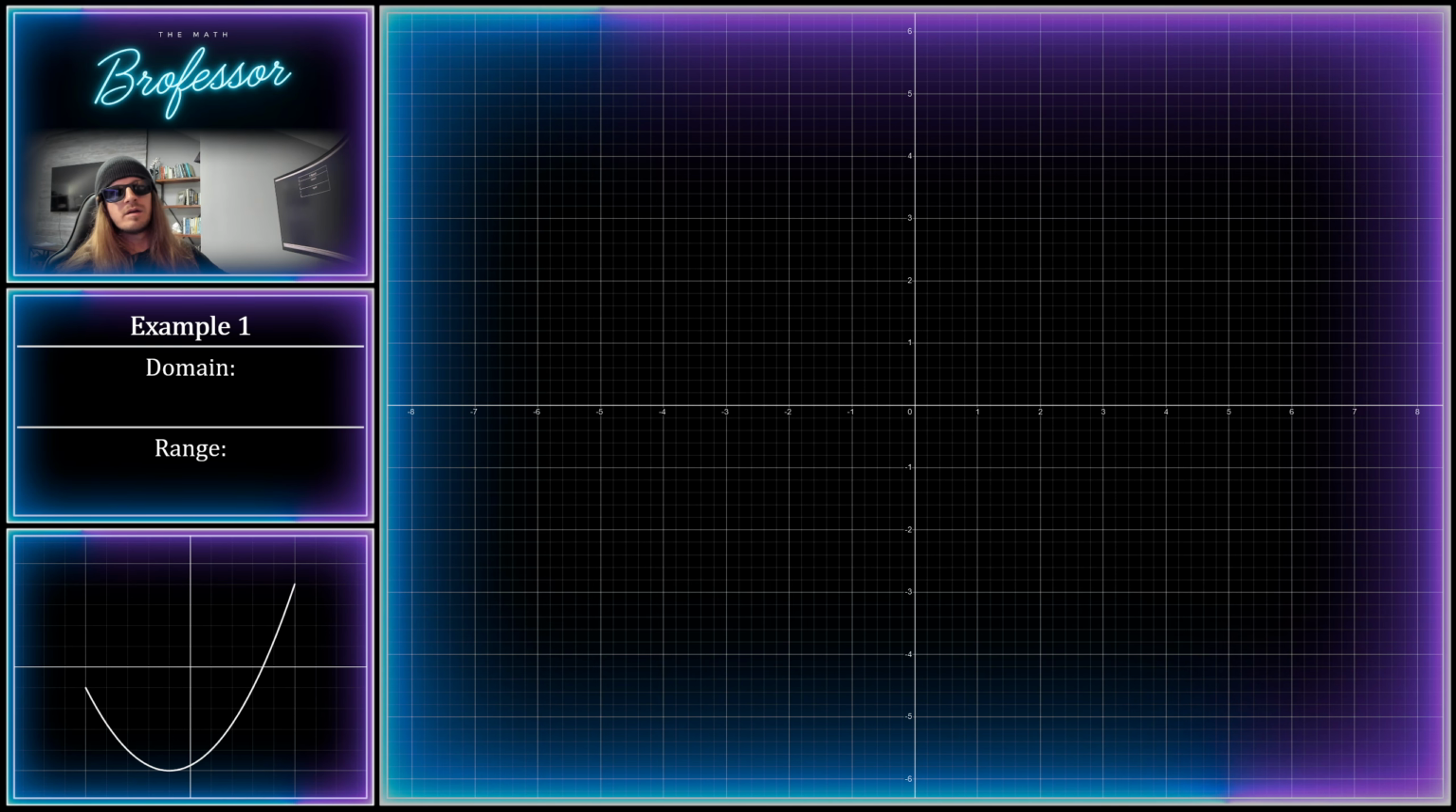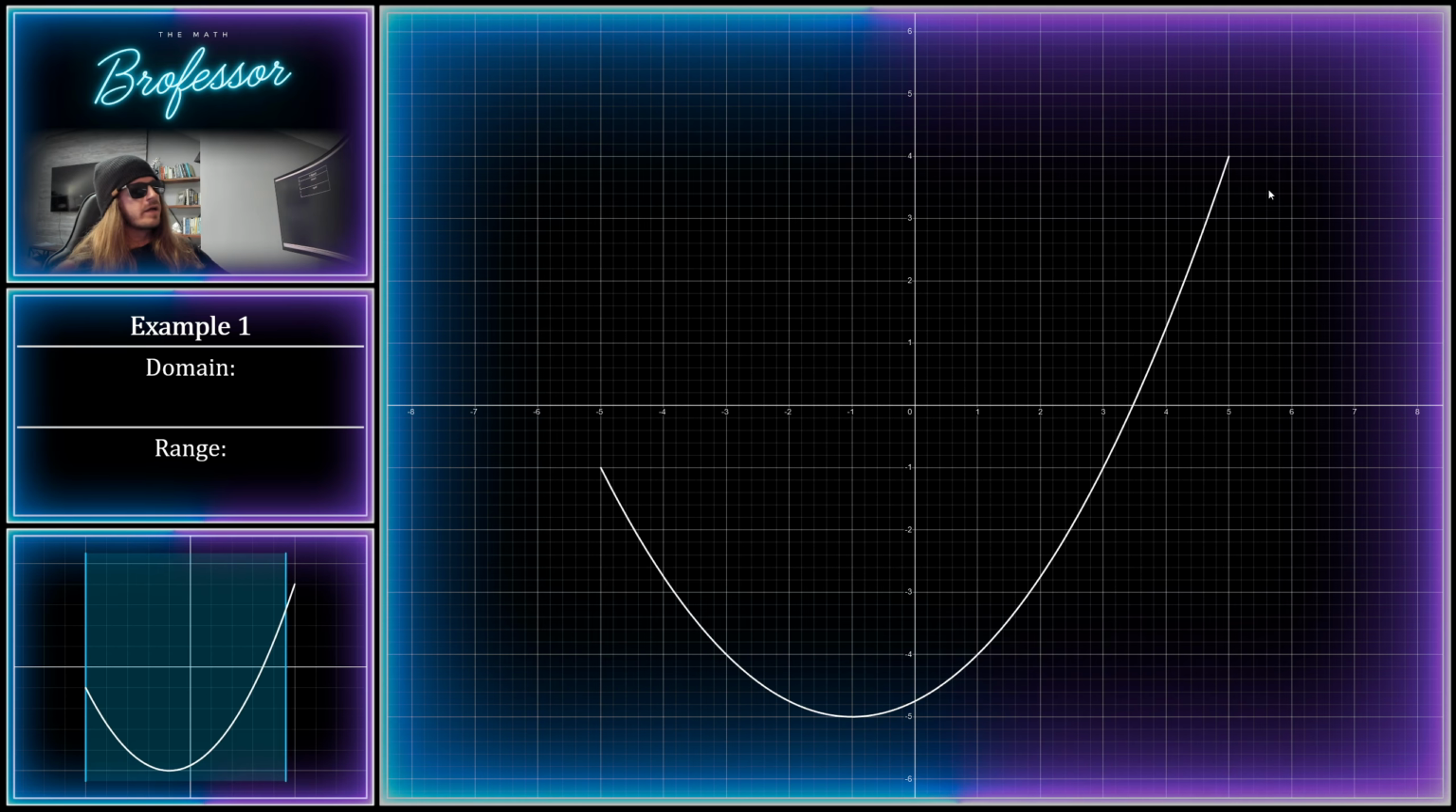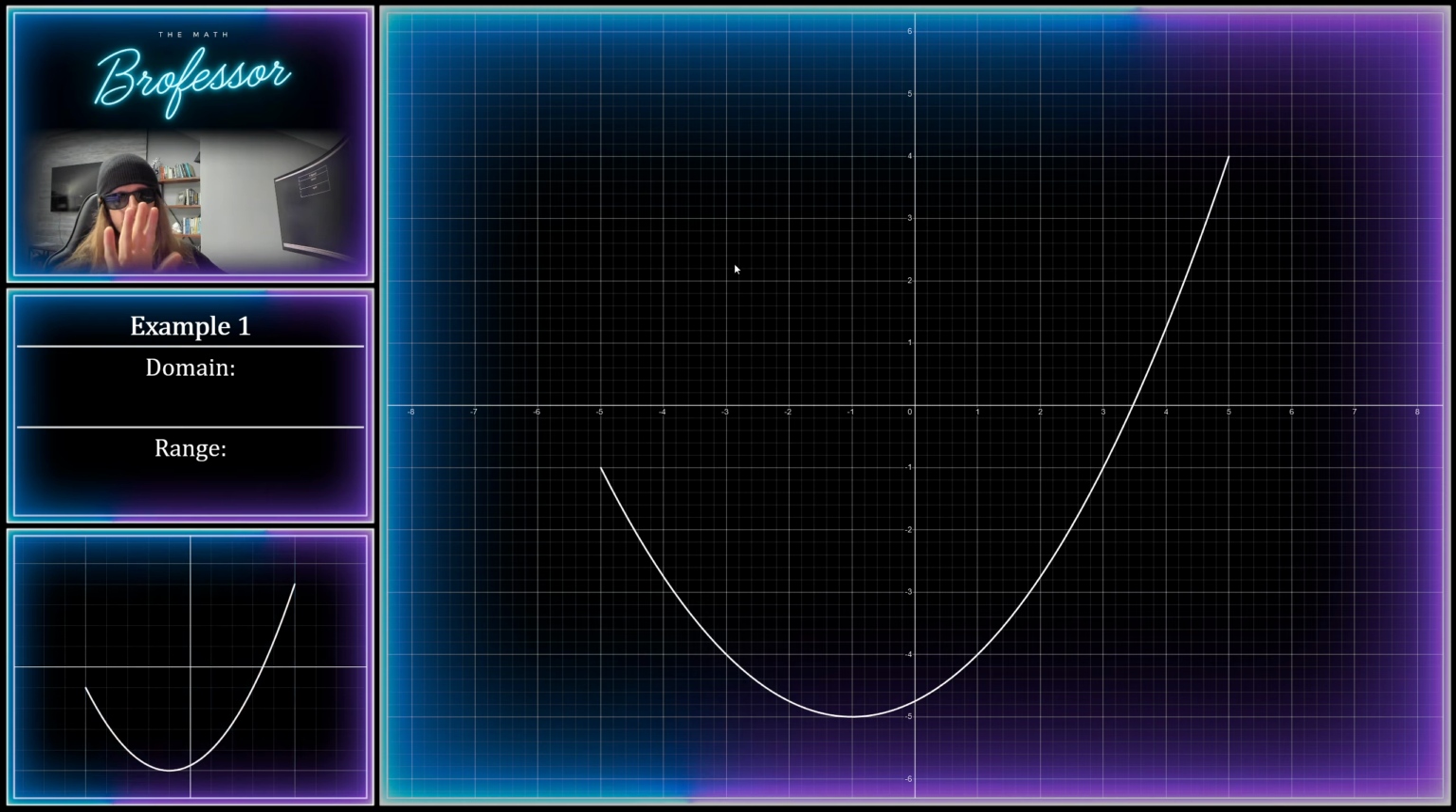Here's example 1. We'll go ahead and pull it up on the main grapher. So here, again, I don't care what type of function this is. All I care about, here's the graph. We're going to find the domain and range just from looking at the graph.